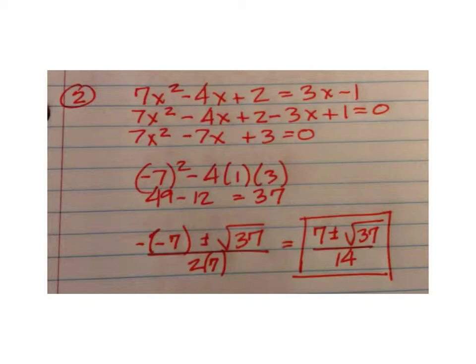Small problem to fix here. For the A, this is supposed to be a 7, so that does make a difference. If we did this, it would be a 12 times 7, minus 84. So 49 minus 84 would come out to be what? Negative 35. Okay, so down here you should have a 35 and then an i in front of it.